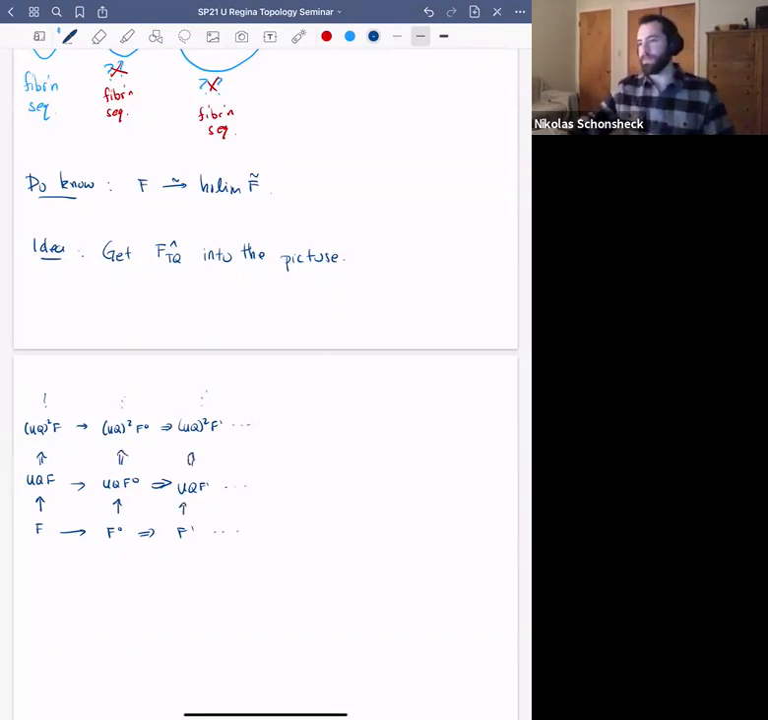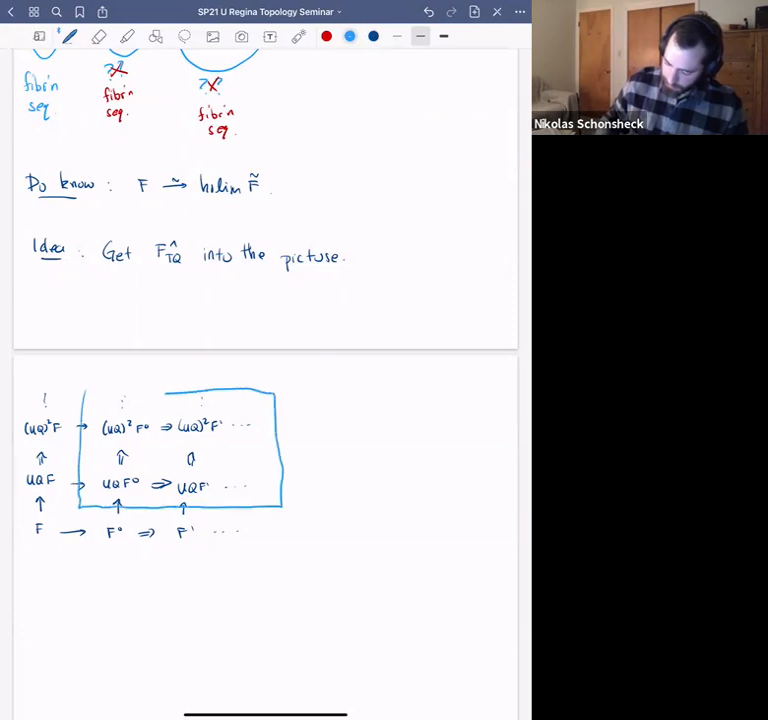Cool. So we've got an even bigger diagram, and this part here is a bi-cosimplicial diagram, if you want, a delta by delta shaped diagram.